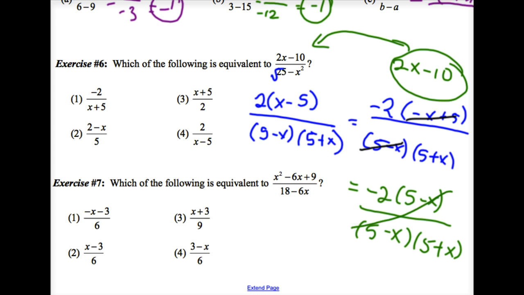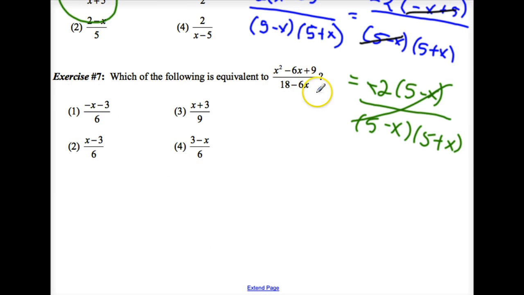Now these cancel, and you're left with negative 2 on the top and 5 plus x at the bottom, which is choice 1. Alrighty, last example, which of the following is equivalent to this?